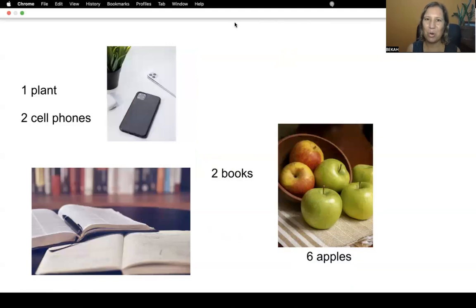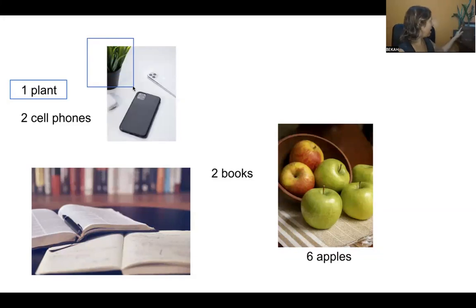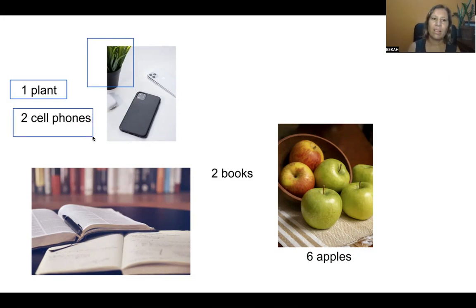Okay, let's count a little more. Here we have one plant. Do you like plants? I love plants. I have two plants here. How many cell phones do you see? I see two cell phones. There are two books. The books are open. They are not closed. They're open.